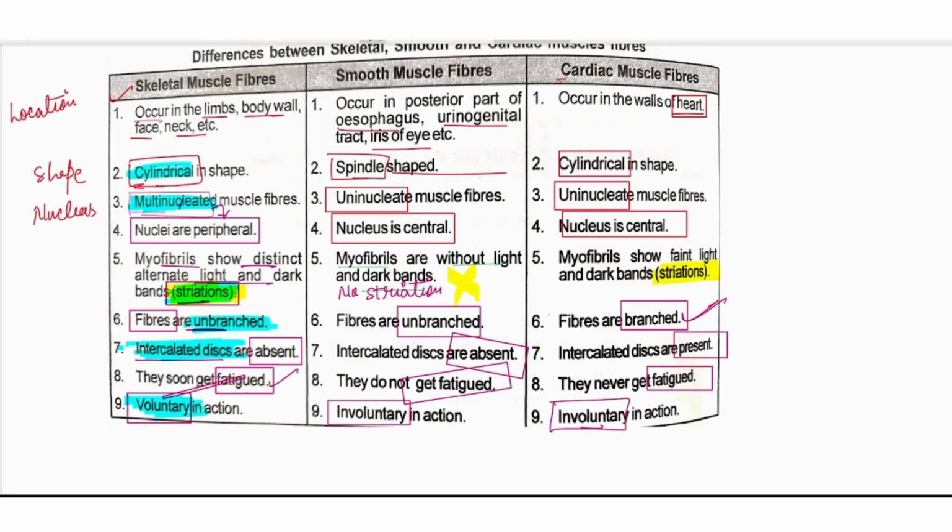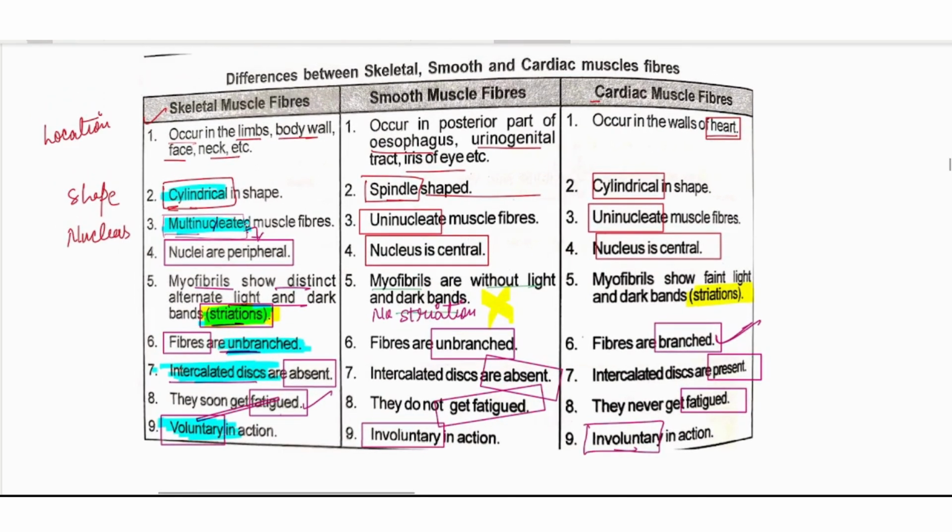Okay, I hope it is helping you a lot, but in the next part we will start the nervous tissues. Here we have completed the muscle fibers, but in the next one we will start the nervous tissues, which is related to the nervous system chapter.